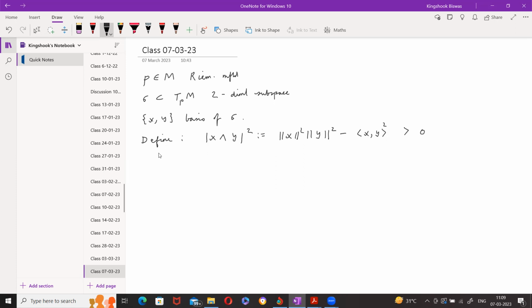Okay. And then we define the sectional curvature of the plane sigma. So this is denoted by K of sigma. This is defined to be the inner product of R of xy acting on x, inner product with y, the whole thing divided by norm of x wedge y squared. Okay. And what one needs to check is that this is well defined, independent of the choice of basis of sigma.